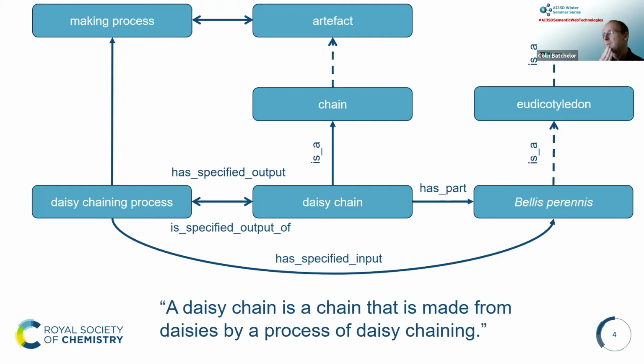We can also talk about parthoods. We can talk about plant anatomy. So daisies have leaves and petals at certain parts of their lives. And the daisy chaining process itself has parts. There's making wee nicks in the stem of the daisy and threading, and this is repeated.